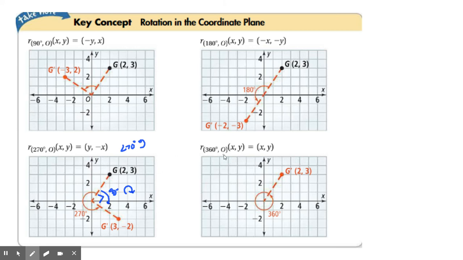And then lastly, but not very impressive, is the 360. And yes, of course, 360 means you go all the way around. So that means G and G prime are the same point. Okay, so not very interesting.